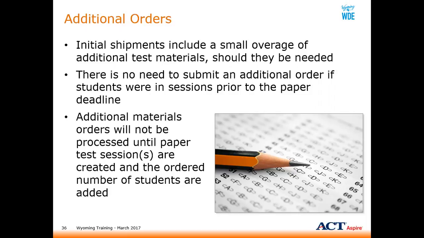The additional orders are really intended for students who were not in sessions by that deadline, and they're not going to be able to be covered by your amount of overage. So in this case, if you have students who were not in sessions by the deadline, you still need to add them into your test sessions. Get those students added. You can create new sessions or add them to existing sessions, but you do need to add them into test sessions. And then you'll submit an order. Orders will not be processed unless the ordered number of students are in the appropriate subject test sessions. So you do need to get them added before an additional order can be approved.